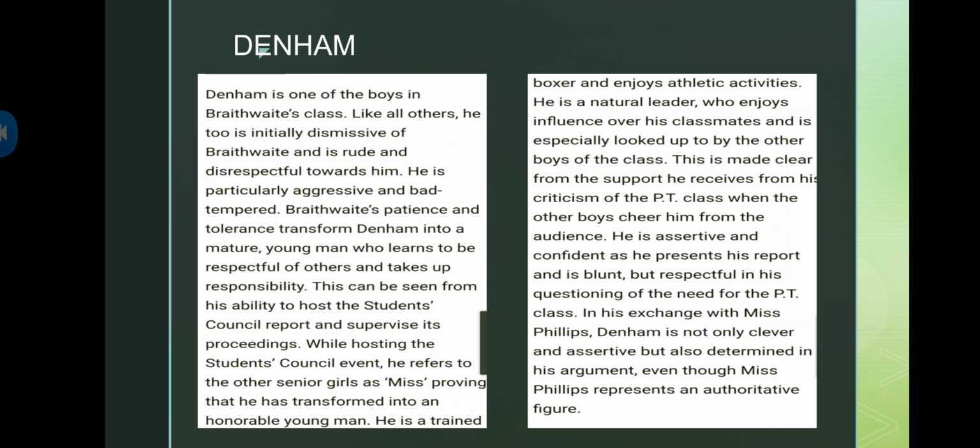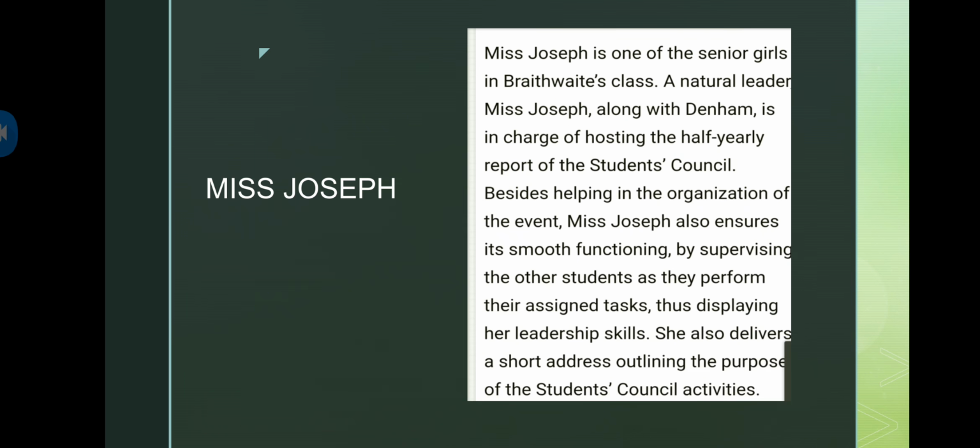He is assertive and confident as he presents his report and is blunt, but respectful in his questioning of the need for the PT class. In his exchange with Miss Phillips, Denham is not only clever and assertive, but also determined in his argument, even though Miss Phillips represents an authoritative figure. So that's how the character of Denham is represented. Now moving towards another character, Miss Joseph.